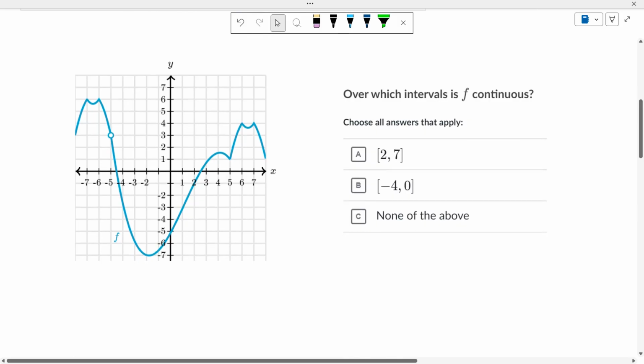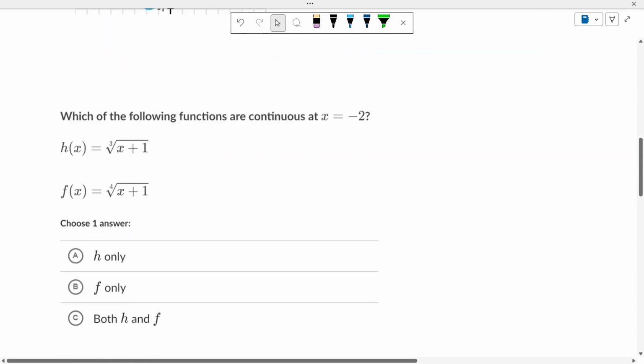This one, where is it continuous? From 2 to 7? Yes, it's continuous from 2 to 7. How about from -4 to 0? Yep, it's continuous. Both of those.